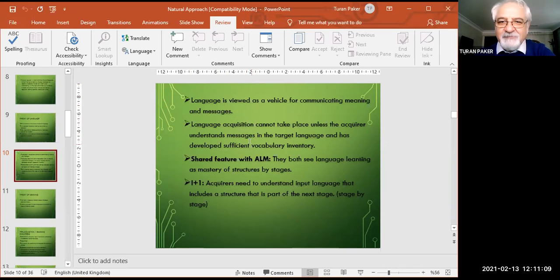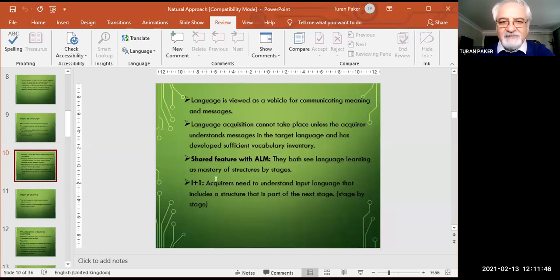Language acquisition cannot take place unless the acquirer understands the messages in the target language and has developed sufficient vocabulary inventory. So introducing vocabulary with a certain amount is very important. A shared feature with audiolingual method is that they both see language learning as mastery of structures by stages. What does it mean? The more you use it, the more you practice it meaningfully, the better you retain it in your long-term memory. That's why mastery of structures through usage is very important.